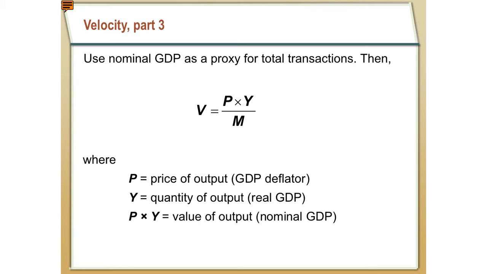So as a proxy, as a stand-in for the dollar value of all transactions, we are going to use the dollar value of GDP, in other words, nominal GDP. So real GDP, Y, is the quantity of goods and services, and if we multiply it by the average price of all goods, P, we get the dollar value of GDP, or nominal GDP. So P times Y is just equal to what we call nominal GDP. If we substitute P times Y in for T as a proxy, we get the expression velocity is equal to nominal GDP divided by the money supply M.